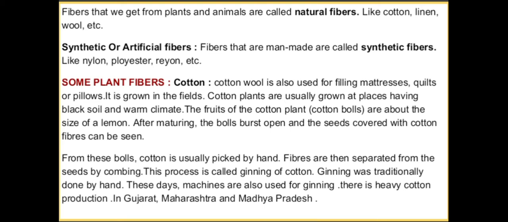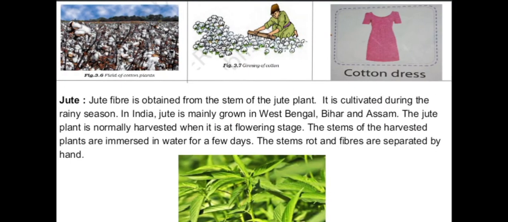Cotton is usually picked by hand. Fibers are then separated from the seeds by combing. This process is called ginning of cotton. Ginning was traditionally done by hand. These days, machines are also used for ginning. There is heavy cotton production in Gujarat, Maharashtra, and Madhya Pradesh in our India.